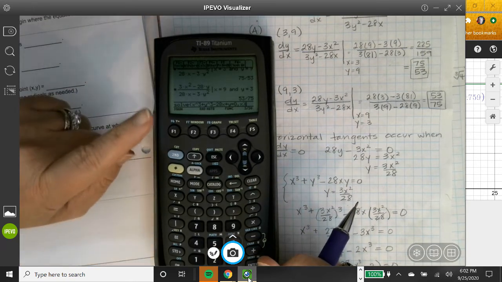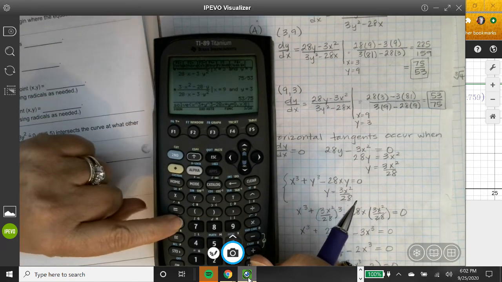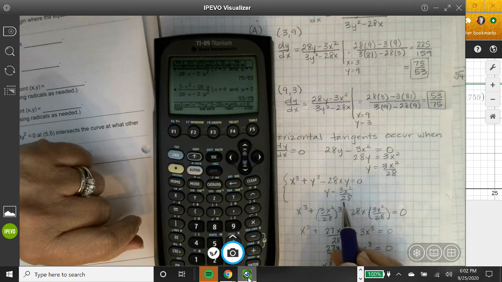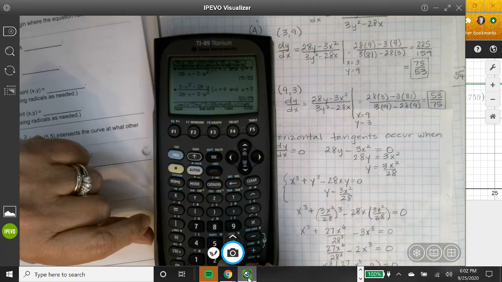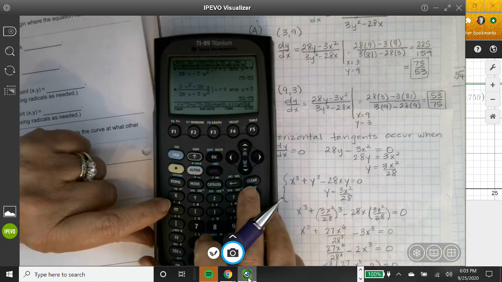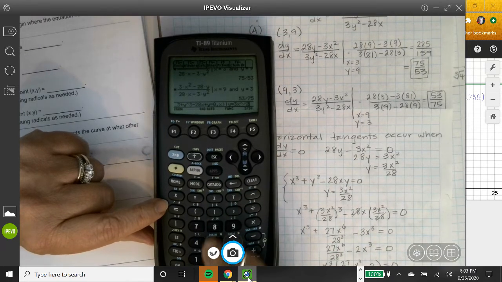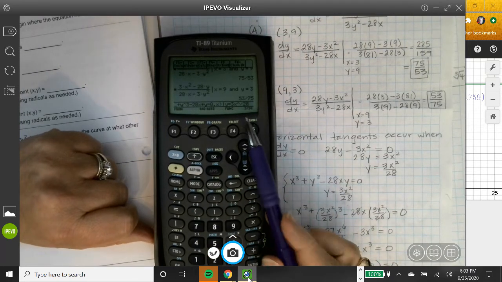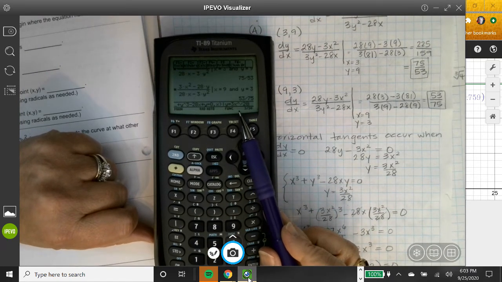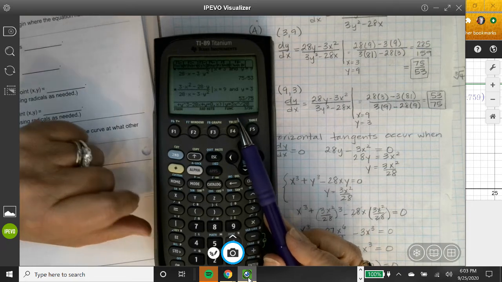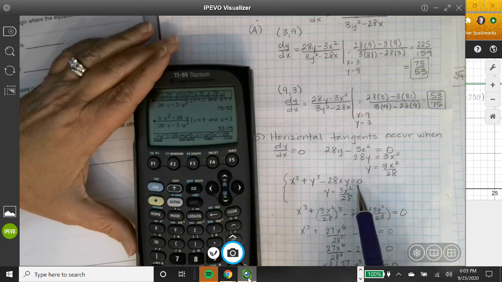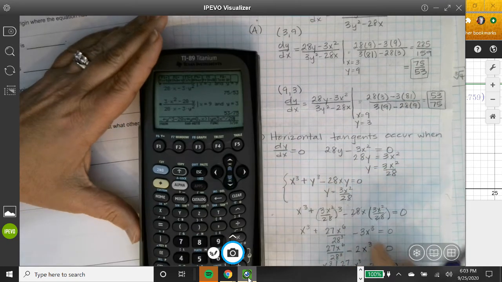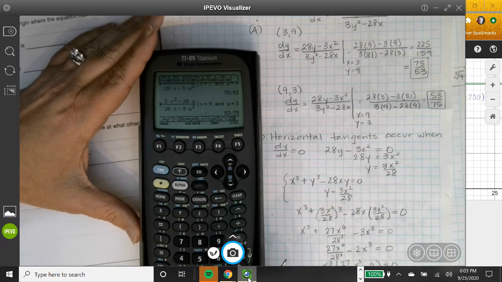Okay, such that, here's my such that bar, I'm telling it that y is going to equal this. So I'm going to say y equals 3x to the second divided by 28. So I'm giving it the condition that y has to be here. So how did I get there? I said F2, solve this equation when y is equal to this. And I'm solving it for x. So here we go. I'm going to press enter, and you're not going to believe what happens.